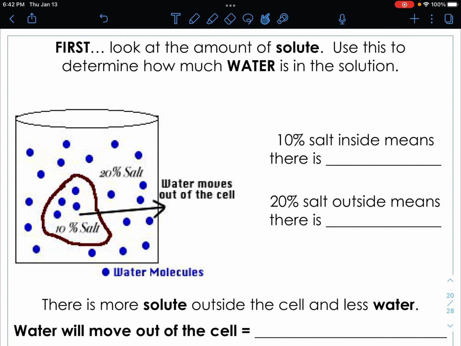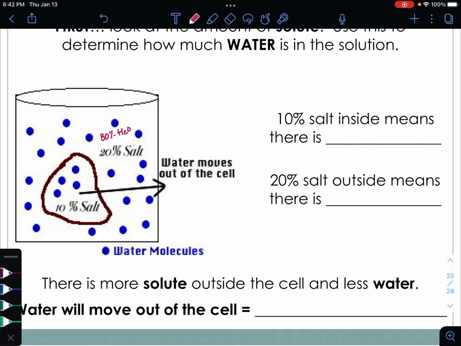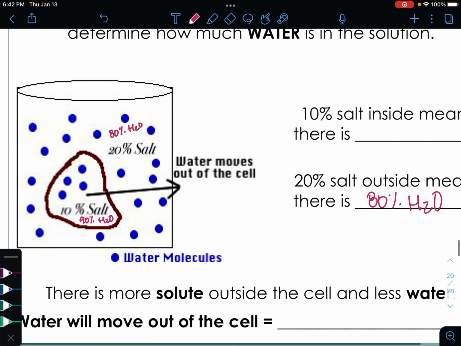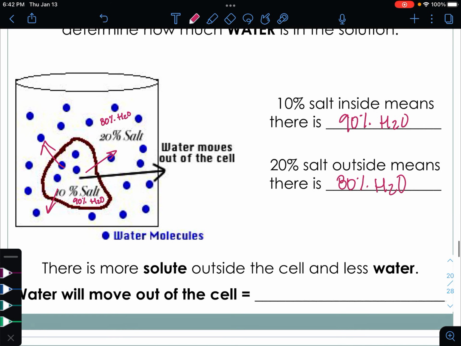All right, so let's look at this example. We are going to, again, look at the solute to find out the amount of water. 20% salt will give us 80% water. On the inside, 10% salt, 90% water. So we always move from high to low when we're talking about osmosis. So our water is going to move out of our cell, which means our cell will shrink.